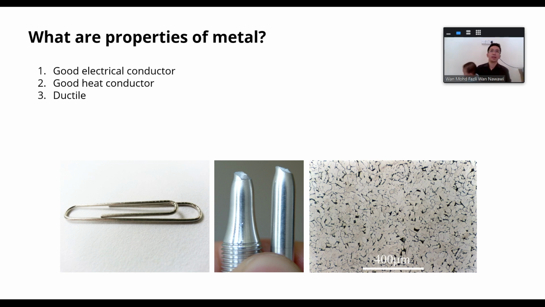Ductility means the ability to deform under load, under stress, without breaking. So that's what ductility means. That's why you can bend the paper clip many times. Now, the reason why metal is ductile, you can see the reason.